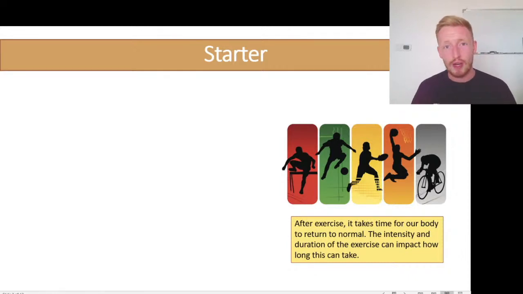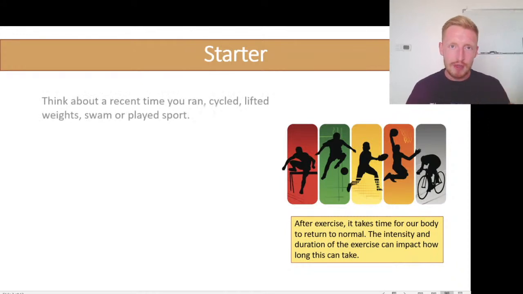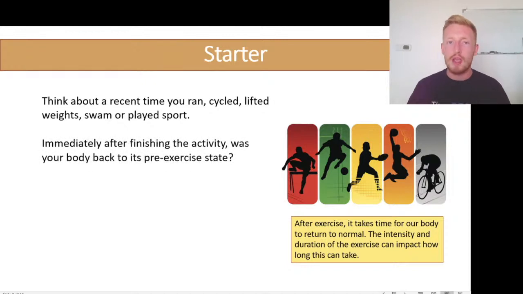It's going to be quite a short lesson, but we're going to get straight into it with a bit of a starter. All I want you to do is think about a recent time that you ran, you cycled, you lifted weights, played sports, swam, did a triathlon, whatever you've done recently where you were active, and not just a walk, but a little bit more moderate. So from jogging upwards. Think of a recent time that you've been active, and after finishing, how did your body feel? What did you do post-exercise?